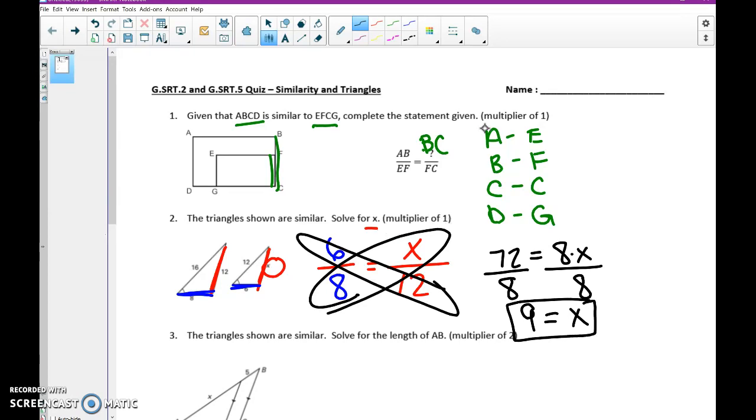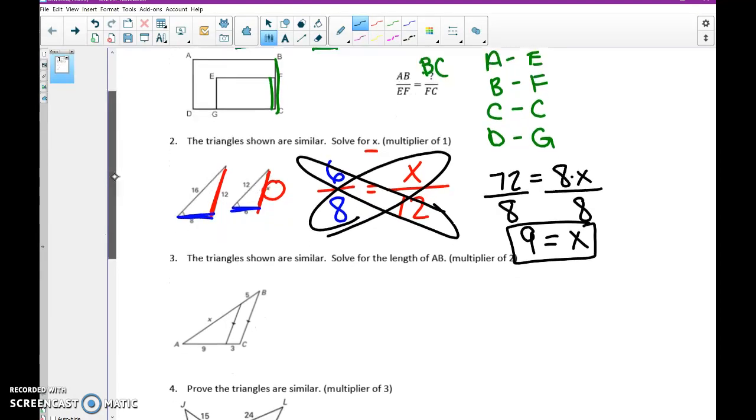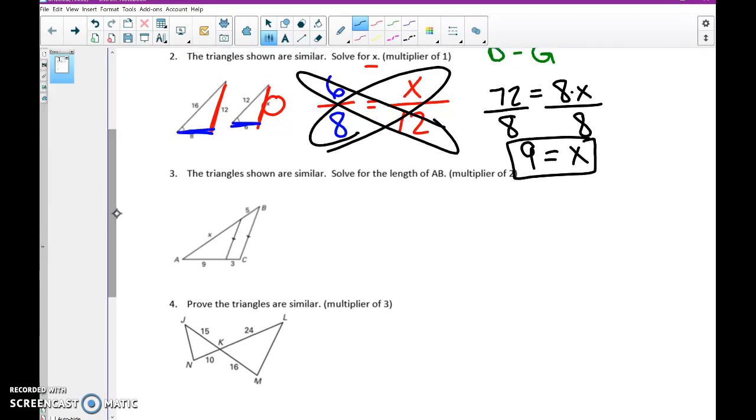It says multiplier of 1. That basically means it's an easier problem. That should have been one that was a gimme problem. If you had been paying attention during the section, should be ones that you get pretty well. Okay, so they're not worth big points, but they should hopefully help your grade if you at least knew the basics. Number 3 now is a multiplier of 2. That means it's kind of second level. Got to think a little bit more about it.